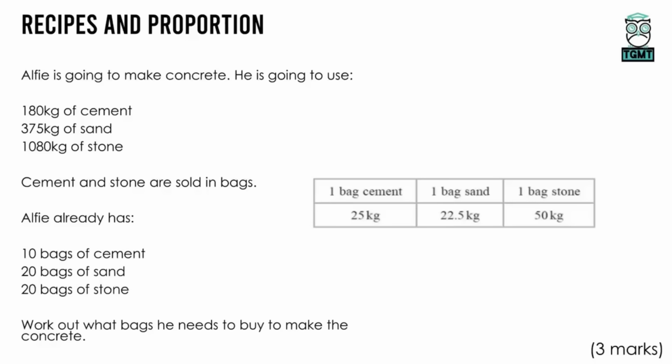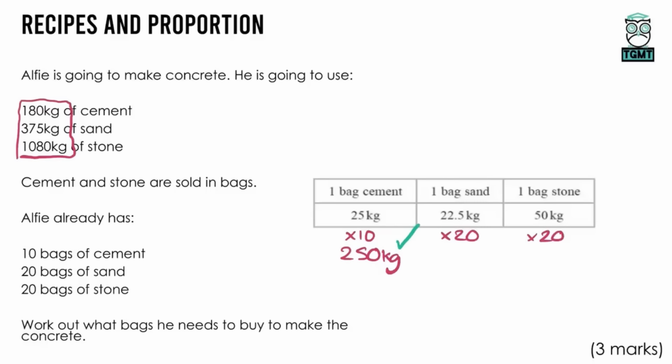Well, first of all, we want to know how much he actually has. We know how much he has in bags. So if we label this underneath, we've got 10 bags of cement, 20 bags of sand, and 20 bags of stone. Well, in terms of total kilograms, because that's what we know up here is our recipe for this concrete, how much we actually need. Well, 25 times 10 is 250 kilograms. Does he have enough of that? Well, he only needs 180, so we have enough cement.